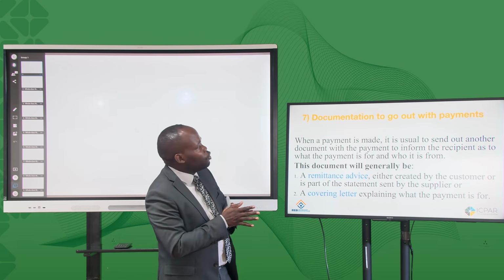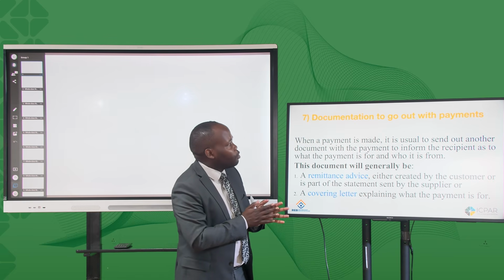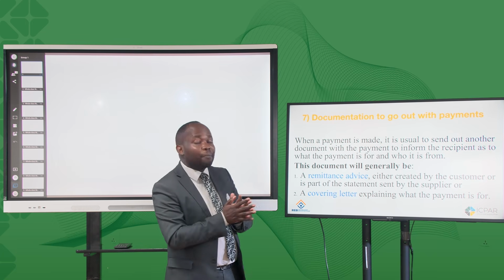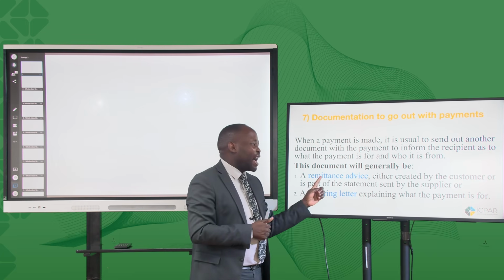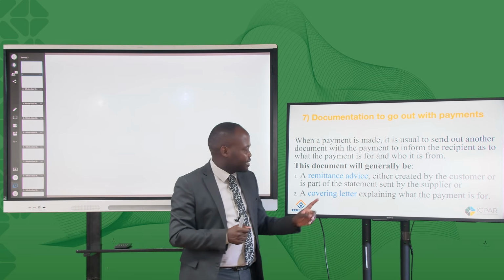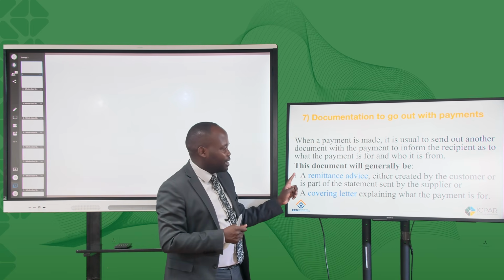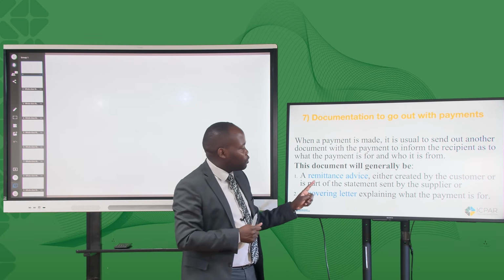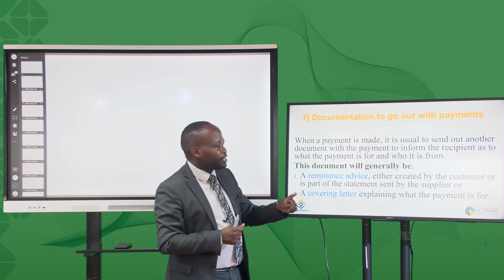Lastly, number 7, documents to go out when making payments. Whenever we are making payments, there must be what we call a remittance advice. And number 2, there must be a covering letter. A remittance advice is either created by the customer or is part of the statement sent by the suppliers.